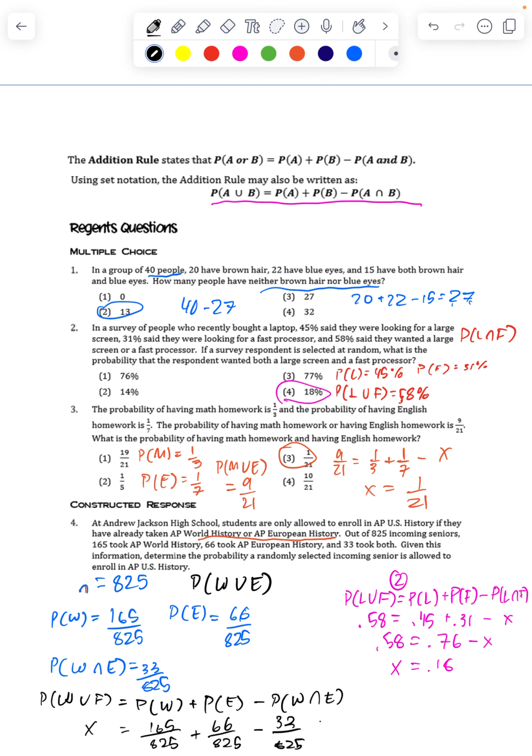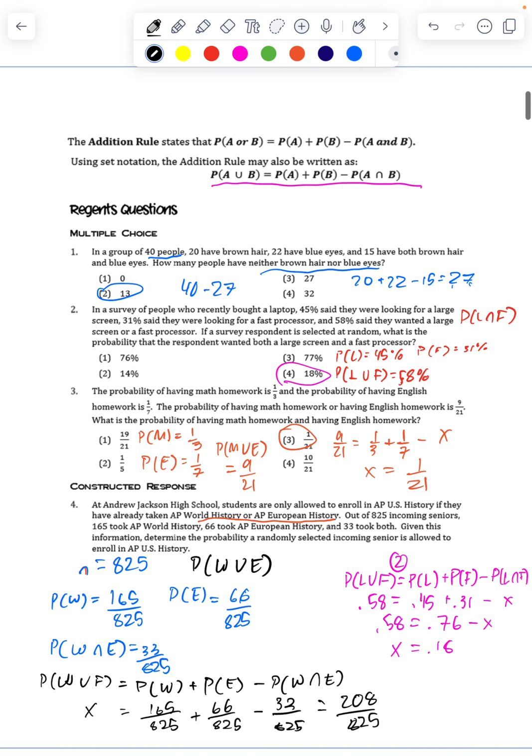That's going to give you a number. 165 plus 66 is going to be 231. 231 minus 33 is going to be 198. So it's going to be 198 over 825. All right, that's the answer. All right. And if you want, you can make it a percentage or a decimal.